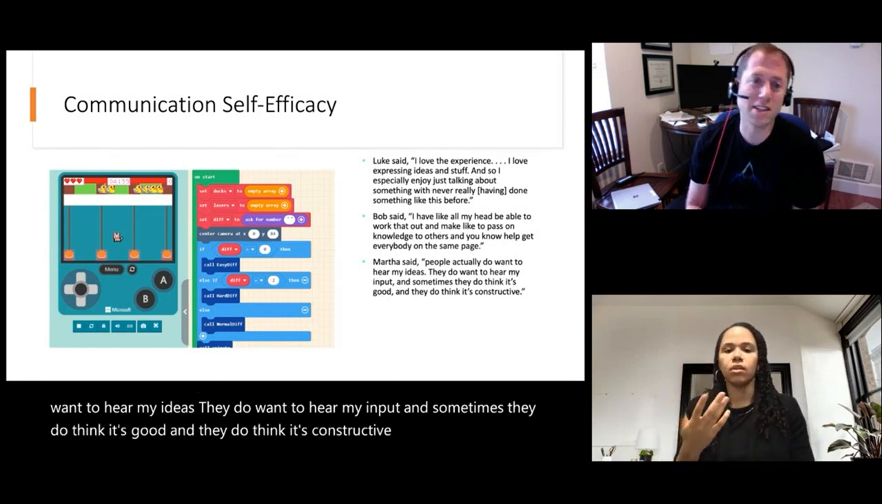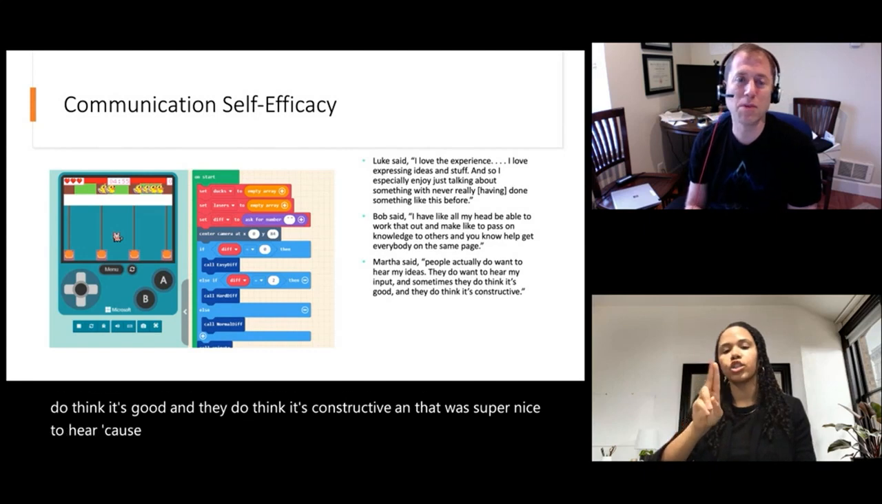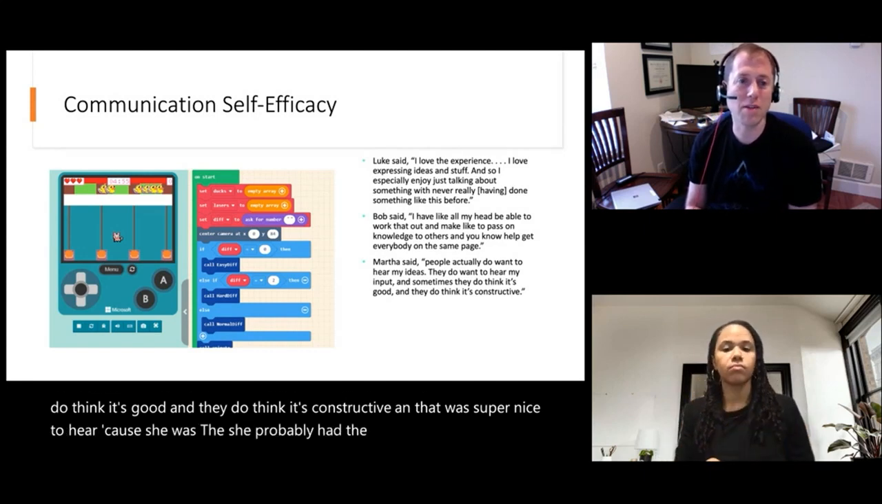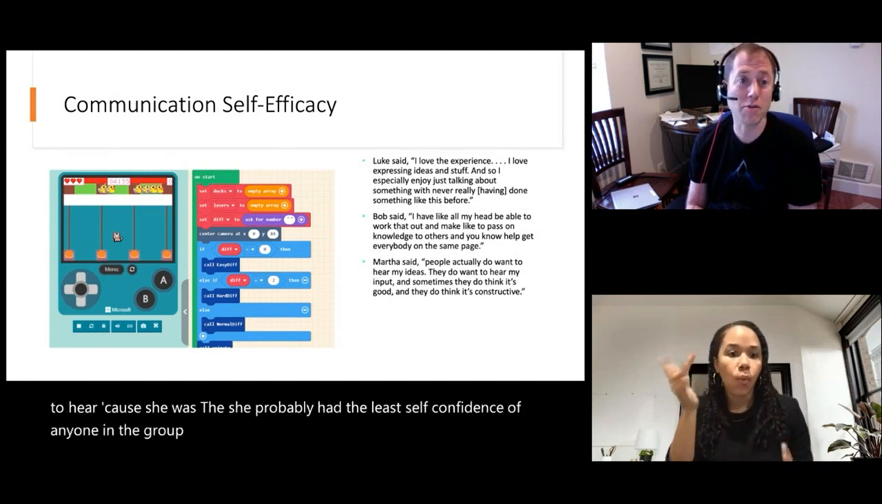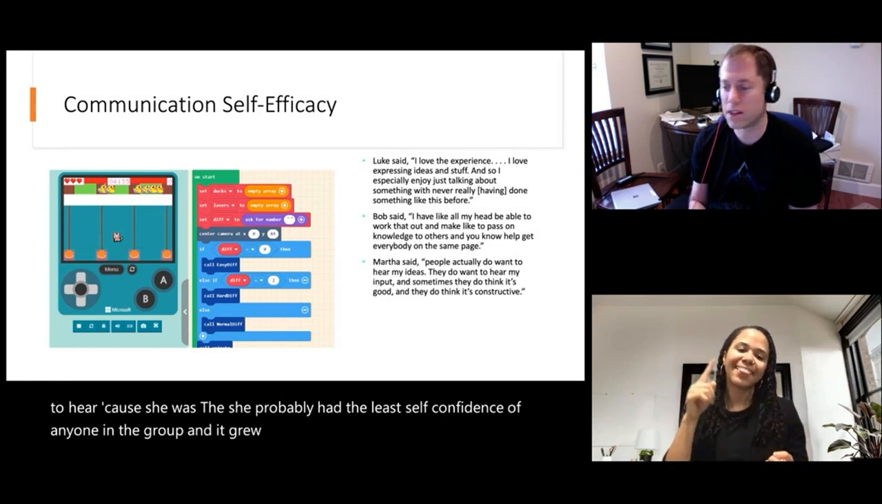And that was super nice to hear because she probably had the least self-confidence of anyone in the group. And it grew immensely just from working with others. I thought that was awesome.